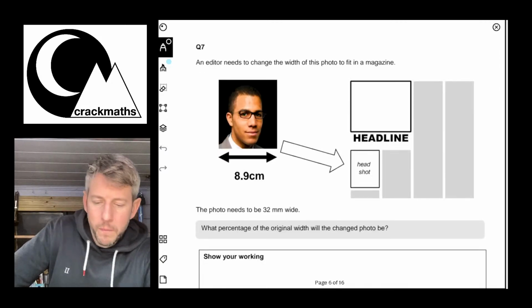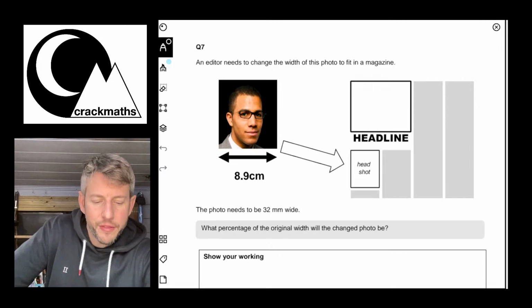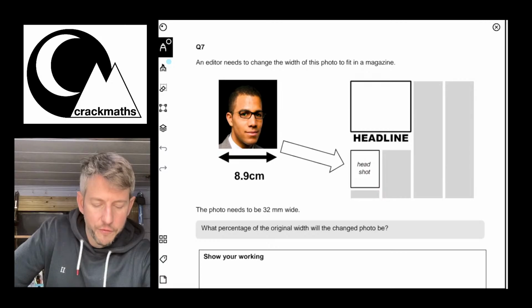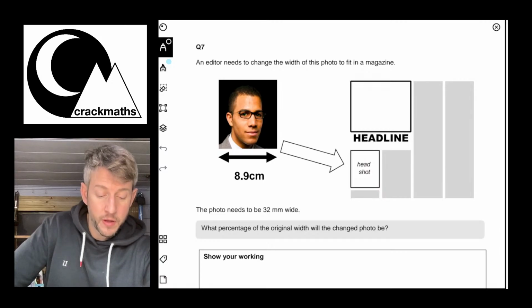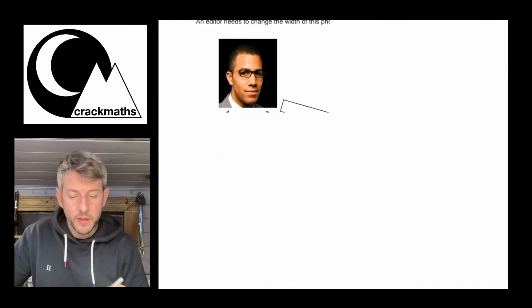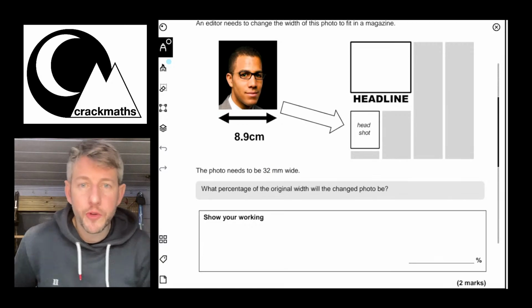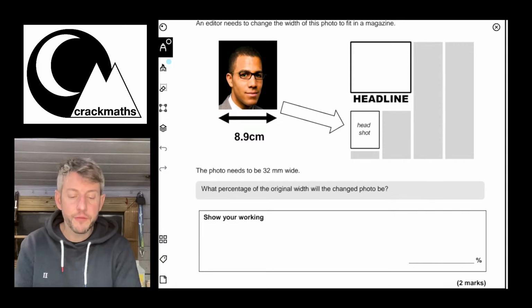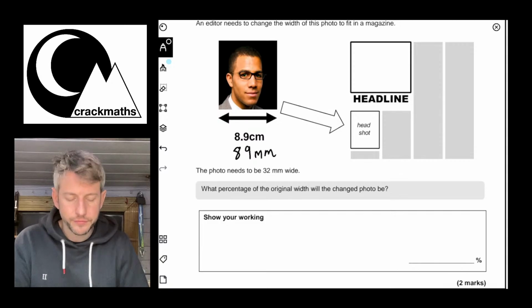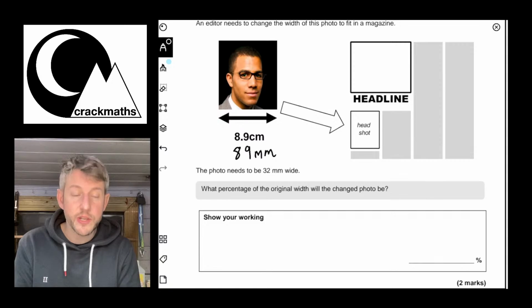Okay, right, question 7. An editor needs to change the width of a photograph to fit in a magazine. The photo needs to be 32 millimeters wide. What percentage of the original width will the photo be changed to? Right, so first of all, let's get these in the same units. We've got centimeters here and millimeters here. I'm actually going to convert these both to millimeters because I think that's nicer than dealing with decimals. So the photo is going from 89 millimeters wide to 32 millimeters wide.